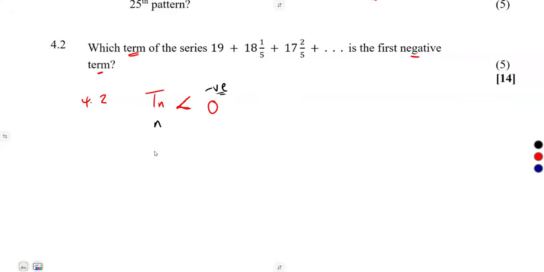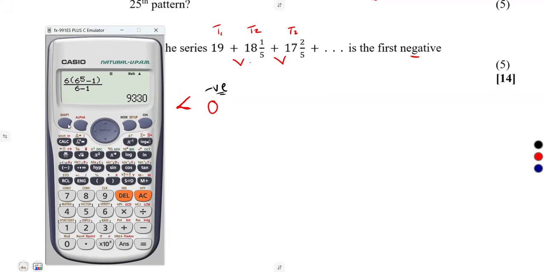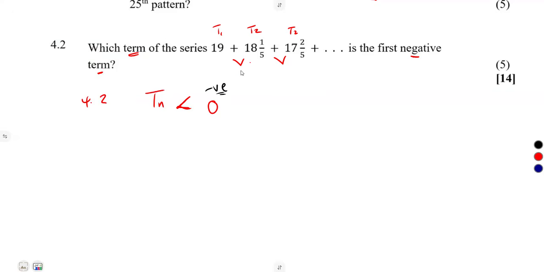So now, is Tn of an arithmetic or of a geometric? Then you consider what you're given here. Can this be arithmetic? Yes, it can be arithmetic, not geometric. Let's consider subtracting these terms, T2 minus T1. On our calculator, T2 is 18 and 1 over 5, minus 19. That's negative 4 over 5.